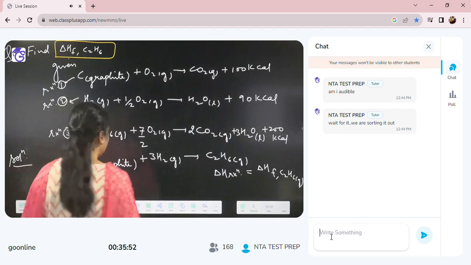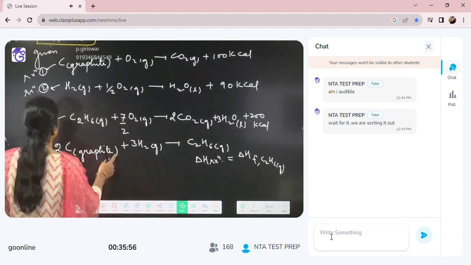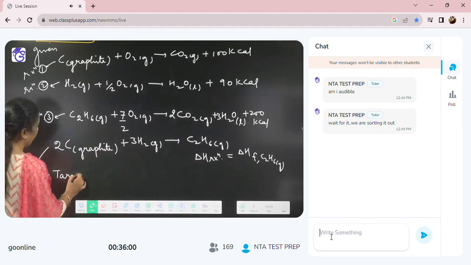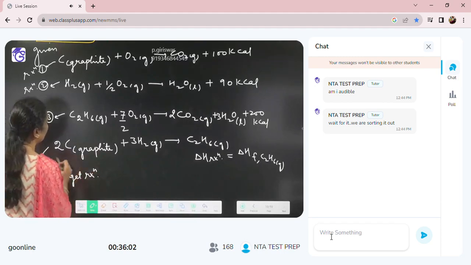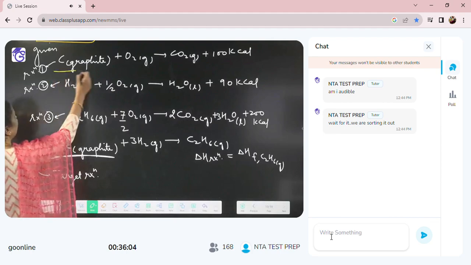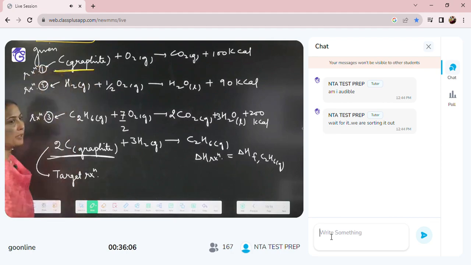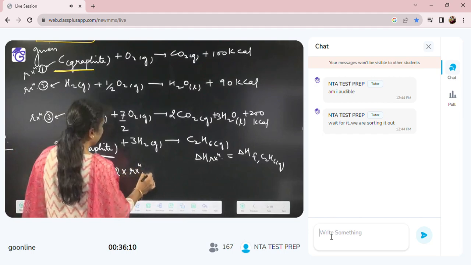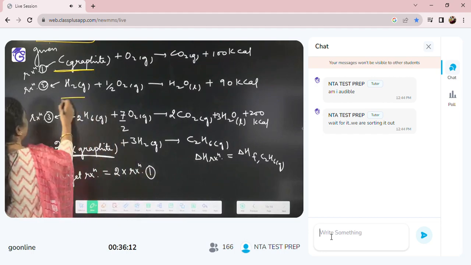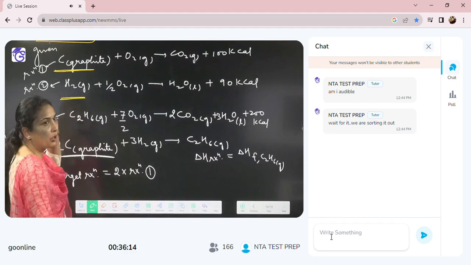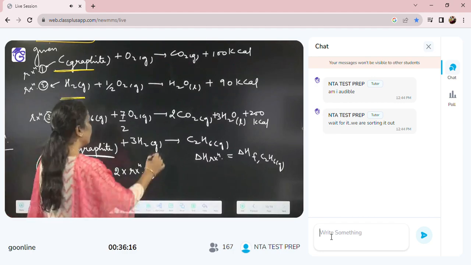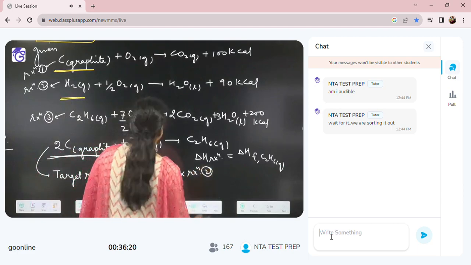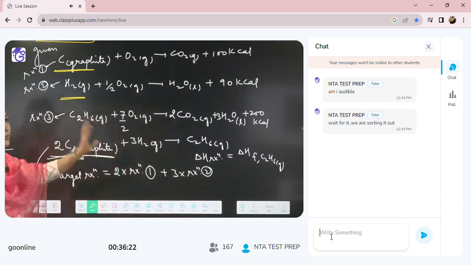Reshma, absolutely correct. So the thing is, when I am having this reaction, this is your target reaction. What do you want? You want 2 carbon graphite. You will be getting it from reaction number 1, but you have to multiply it by 2. You will be writing here 2 into reaction number 1. You want 3H2 on the reactant side. So you are having H2 here on the reactant side in the second reaction. You multiply reaction number 2 by this coefficient of 3.